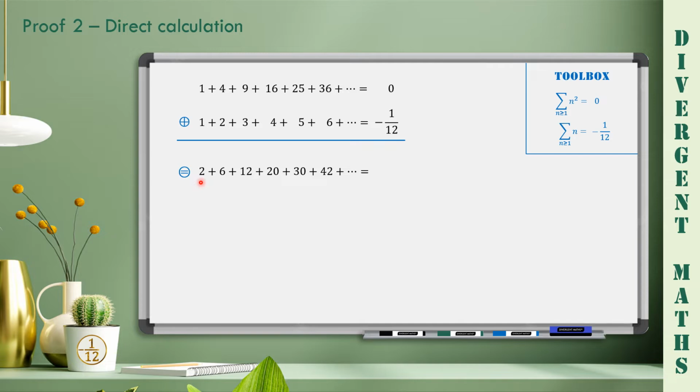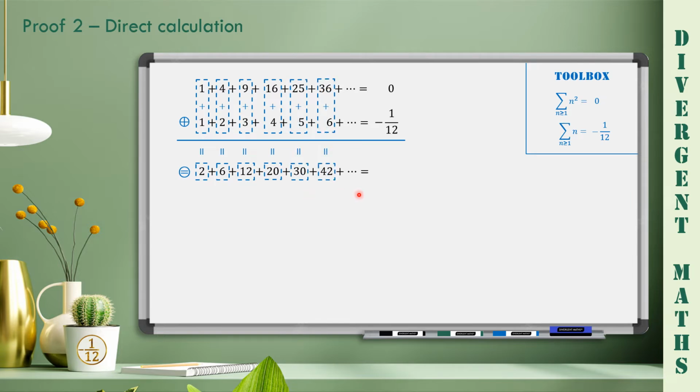What do we get? We get those numbers, again, column by column as usual. 1 plus 1 is equal to 2. 4 plus 2 is equal to 6, 9 plus 3 equal to 12, 16 plus 4 equal to 20, 25 plus 5, 30, and the last one, 42. So if we do that on the left-hand side, then of course we must do the same on the right-hand side of the equal sign. 0 plus -1 over 12 obviously gives us -1 over 12.